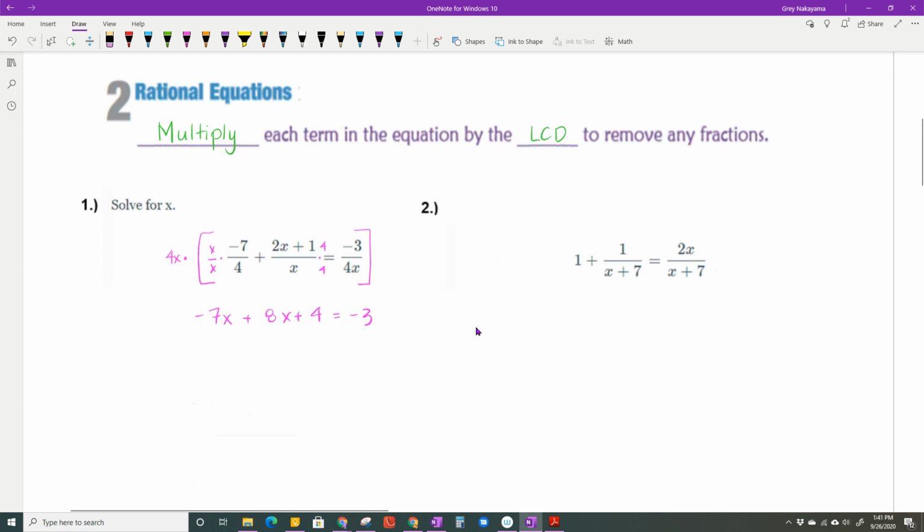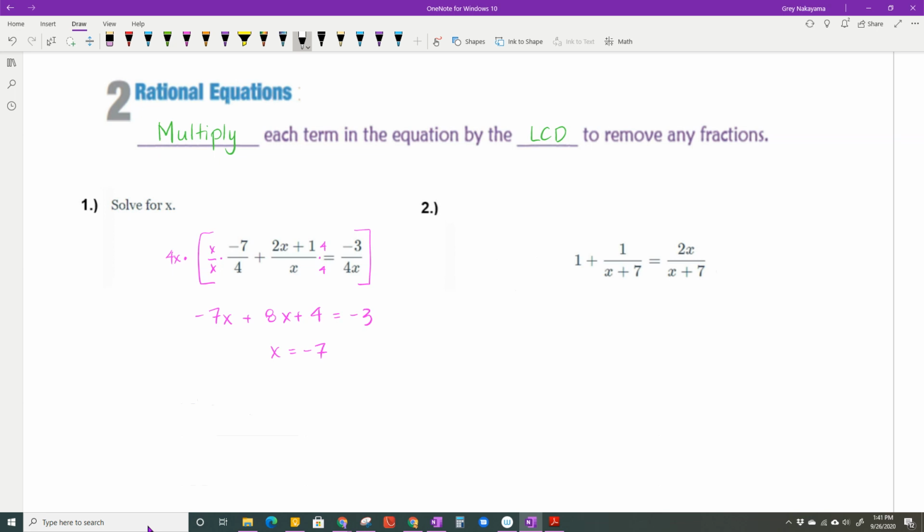Now I'm just going to simplify, and I'm going to combine negative 7x and 8x, which gives me x, and if I subtract 4 from both sides, then I'm going to end up with x equal to negative 7.